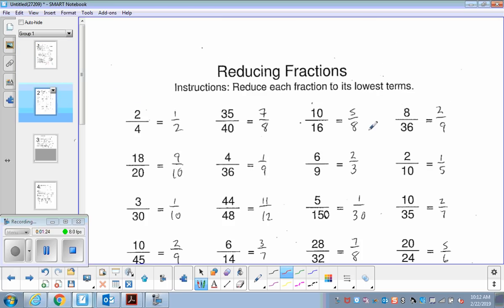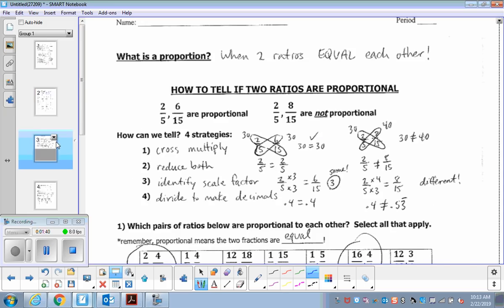On page 2, when you reduced all of these fractions, you essentially created a proportion. For example, 10/16 equaling 5/8, that is a proportion there in blue. We have one ratio set equal to another ratio. So now on page 3, how can we tell if two ratios are proportional? Well, what I've got here for you is an example of two fractions which are proportional. And then we've got an example of two ratios which are not proportional.